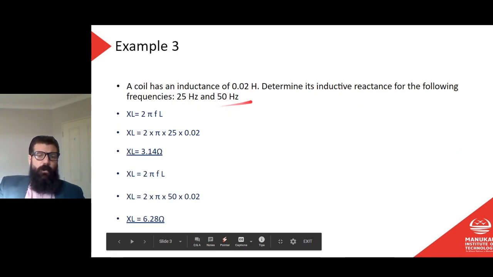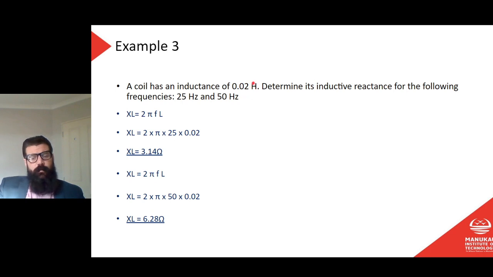So if we have a coil with an inductance of 0.02 henries, note that it is written in henries. Our formula will always have the inductance in henries. If we're given a value in millihenries or microhenries or whatever it was, we would need to convert it back to henries before we put it into this formula. So determine the inductive reactance for the following frequencies. XL equals 2 pi FL. So that's 2 times pi times 25, that would be our frequency in this case, times 0.02 equals 3.14 ohms.